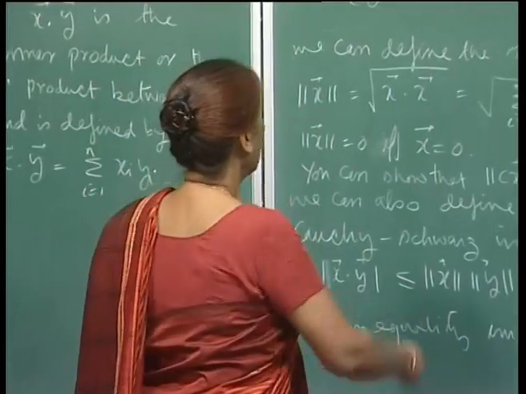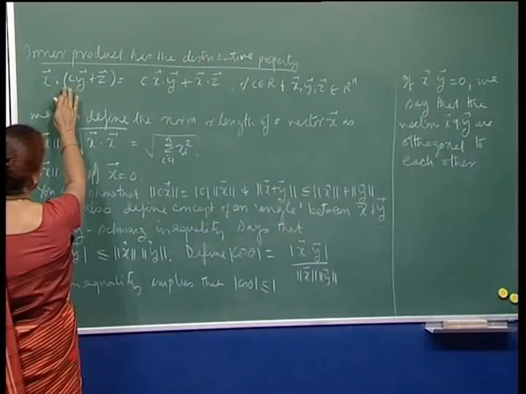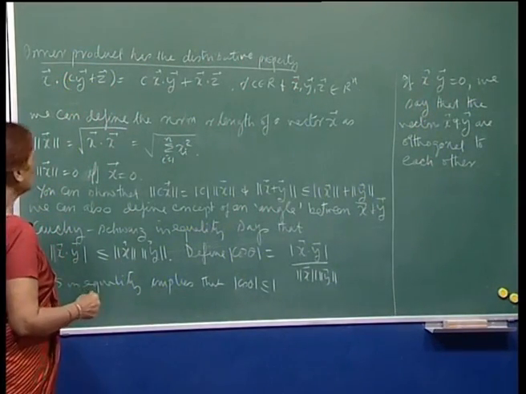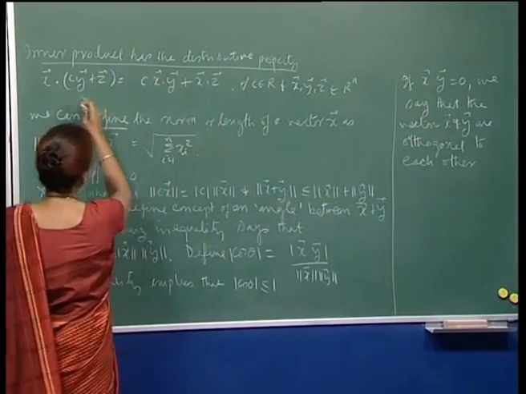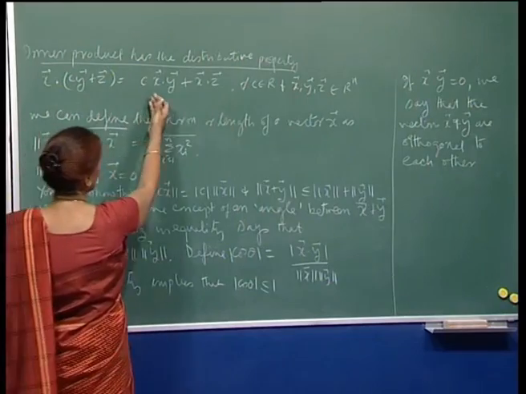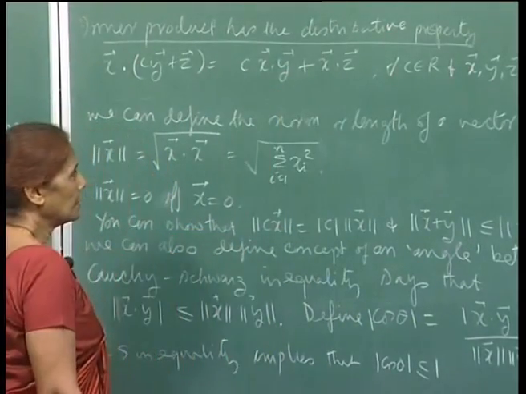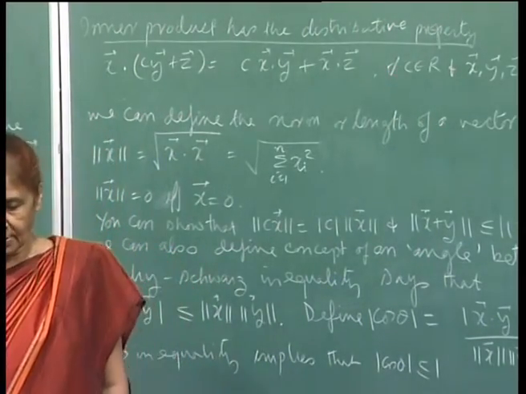The inner product also has the distributive property, by which we mean that if you take the dot product between the vector x and c y plus z, where c is any real number, then you can open up the brackets and you will have c times x dot y plus x dot z. This is true for all x, y, z in R n and all c in R.